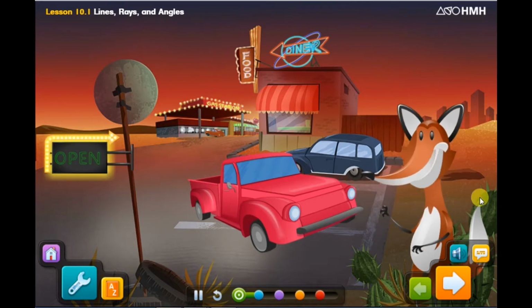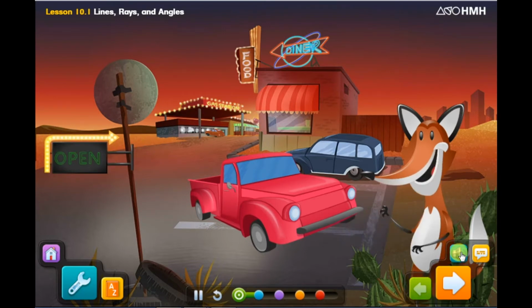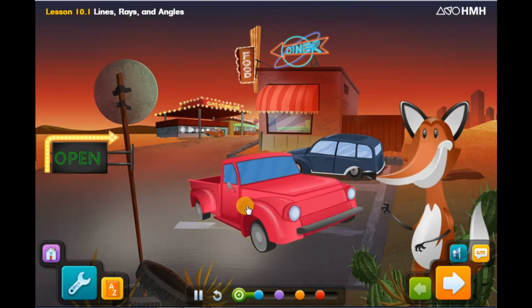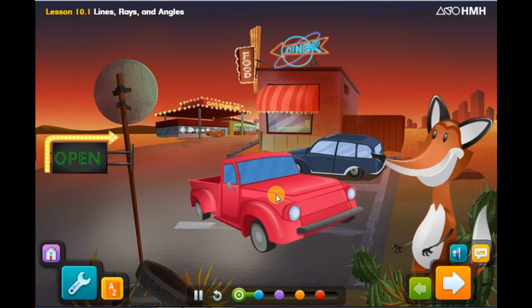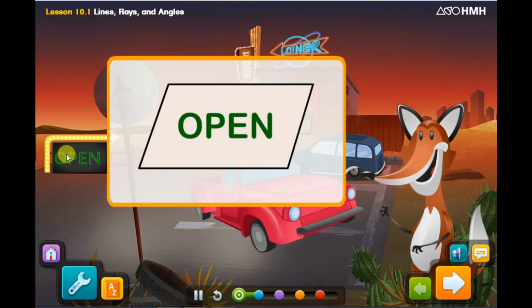Hello! The owner of the diner wants a new sign built. Today, the carpenter brought a sample sign to show the owner. Let's take a closer look at the sign. It's in the carpenter's truck. So it should look like this sign.